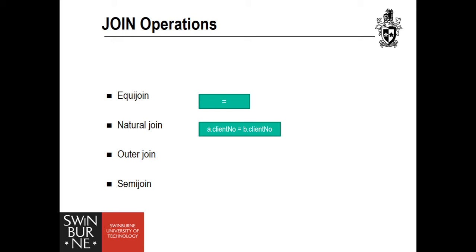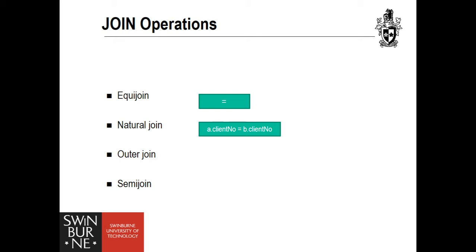Equijoin means the join operator is an equal sign. This is probably what you expected, and it is by far the most common operator on which to link two tables, but it isn't the only one. You could use less than or greater than just as well.